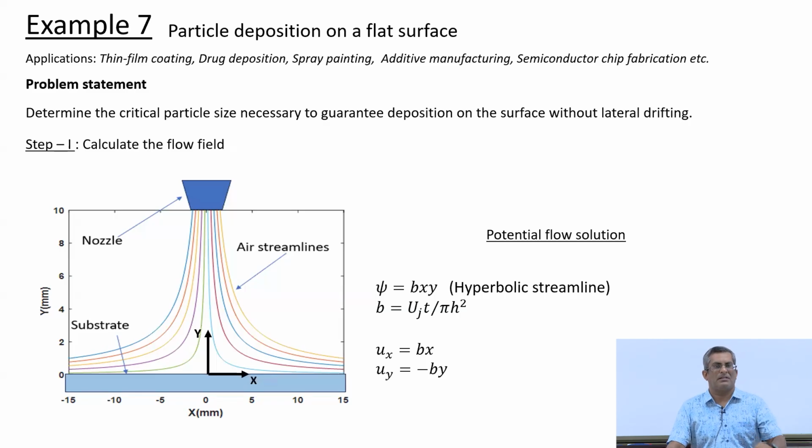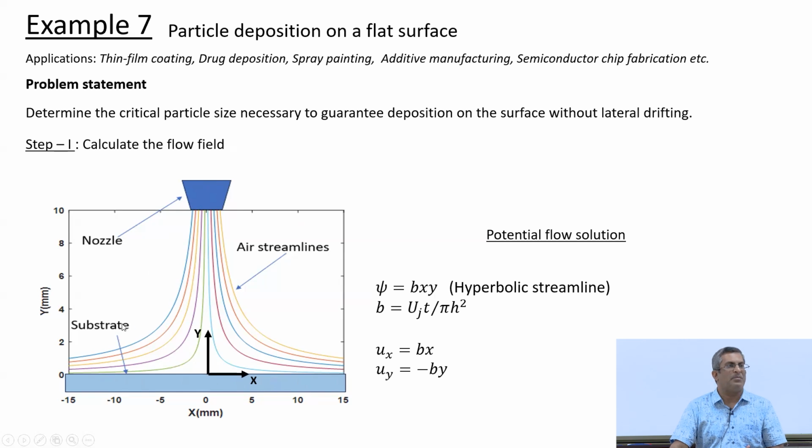But here our interest is to determine the critical particle size which is necessary to guarantee deposition on the surface without lateral drifting. So, now what is meant by lateral drifting? So, here for example, you see this is a nozzle, and let us say this issues an air jet, and this air jet hits a flat surface.